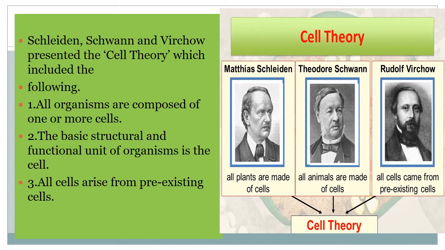Schleiden, Schwann and Virchow presented the cell theory. According to them, all organisms are composed of one or more cells. The basic structural and functional unit of organisms is the cell, and all cells arise from pre-existing cells. So Matthias Schleiden, a botanist who worked on plants, said that all plants are made up of cells, while Schwann said that all animals are made up of cells, and Rudolf Virchow said that all cells came from pre-existing cells, and together they made the cell theory.